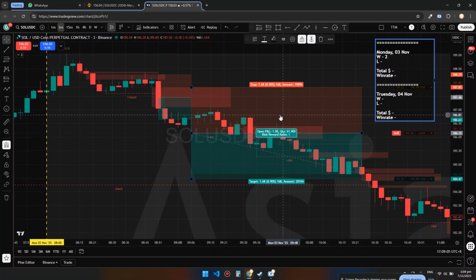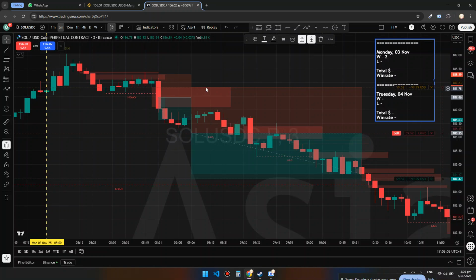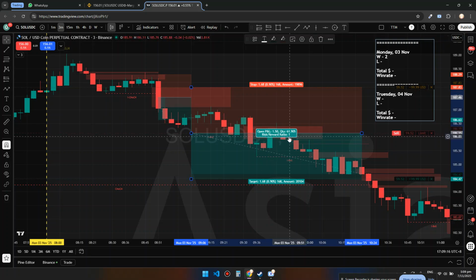Okay, very simple. It's just change of character, move the stop loss to the fair value gap, take a risk reward ratio of 1.